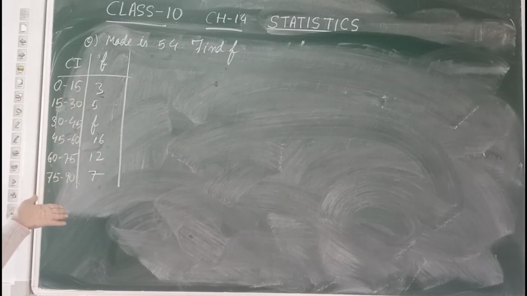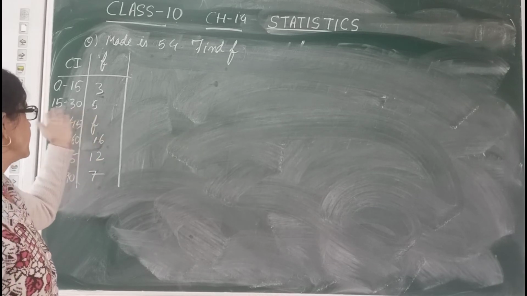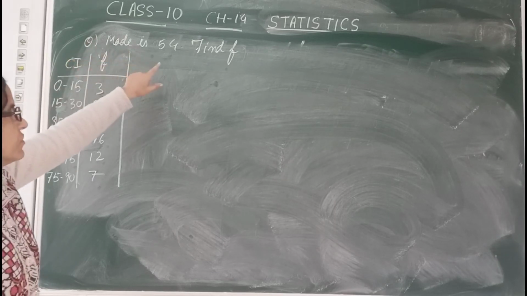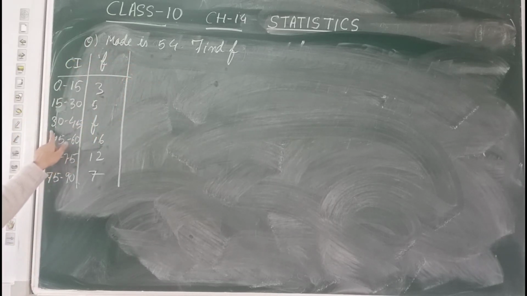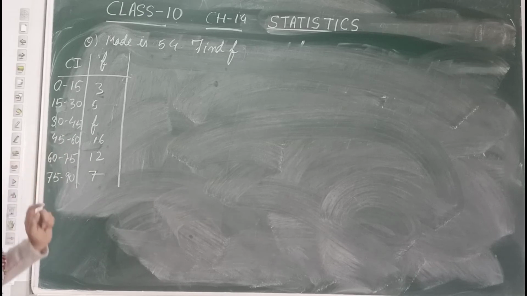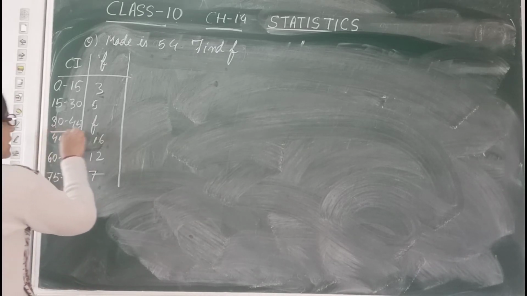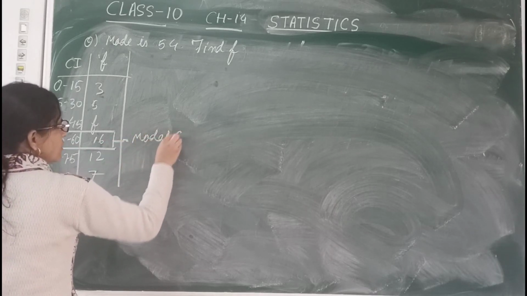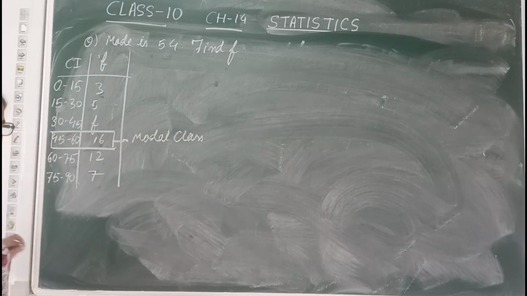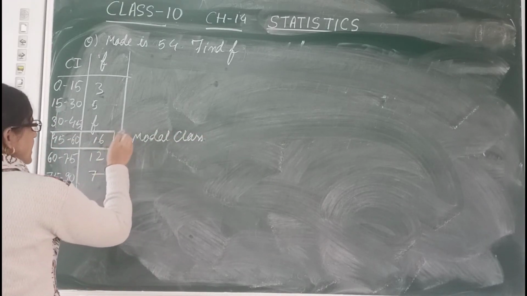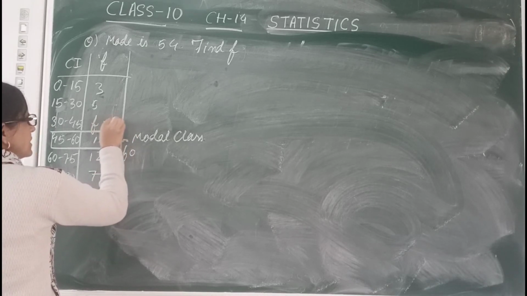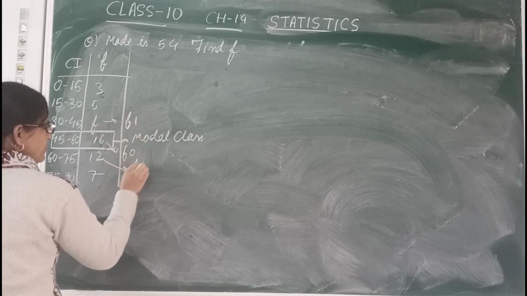Obviously we don't know which class interval has the highest frequency. But mode is given and mode is 54, and 54 lies in the interval 45 to 60. The variate 54 will lie somewhere between 45 to 60. So this will be our modal class because 54 lies in this class interval. Okay. So if this is the modal class, then this one, 16, is F0, this one is F1 and this one is F2.